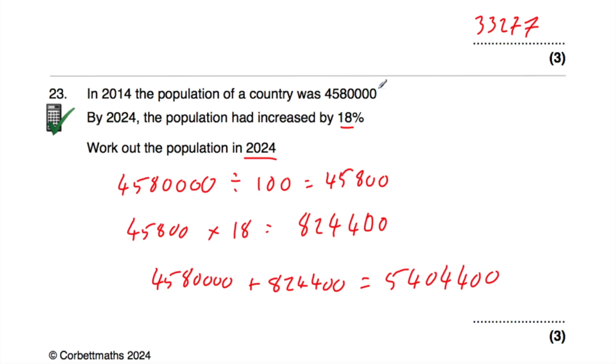And that's it. Now, there was another approach, and that was to use multipliers. If you want to increase something by 18%, because it would be 118%, you'd multiply by 1.18. So if you just multiply 4,580,000 by 1.18, that'll bring you straight to the answer of 5,404,400. And that's it.